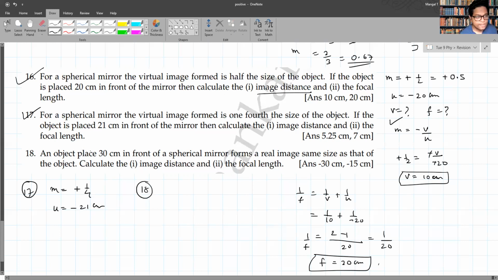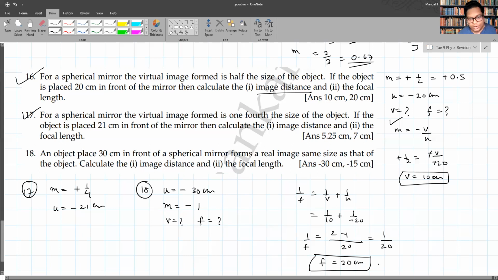Look at the 18th one. The object is placed 30 centimeter in front. So they have given us u as negative 30 centimeter. It forms a real image. So m is equal to negative of the same size, so 1. Is that clear now? M is equal to 1. Okay. So the image distance, that means V, and focal length.